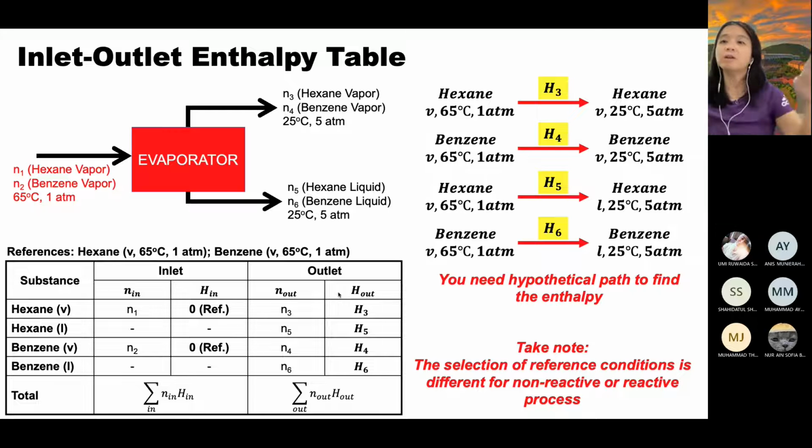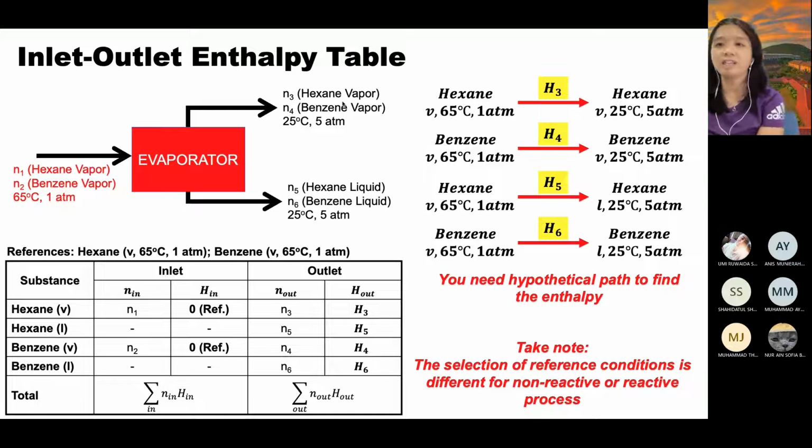Okay, so the third column is outlet pula. So outlet pun terbagi kepada 2. N out, H out. N out is the outlet molar flow rate. H out, outlet enthalpy. So you can see dalam kes outlet, all the compound akan ada molar flow rate dia untuk fasa yang berlainan.